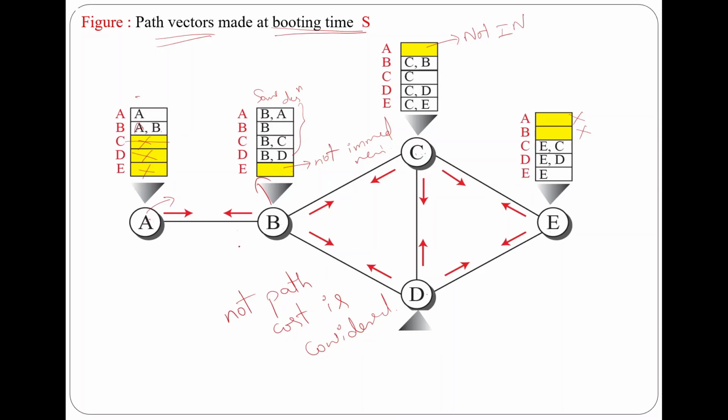Now let me tell you how this path vector algorithm will optimize the path. If you want to communicate from A to C, how many paths are there? This is one path.